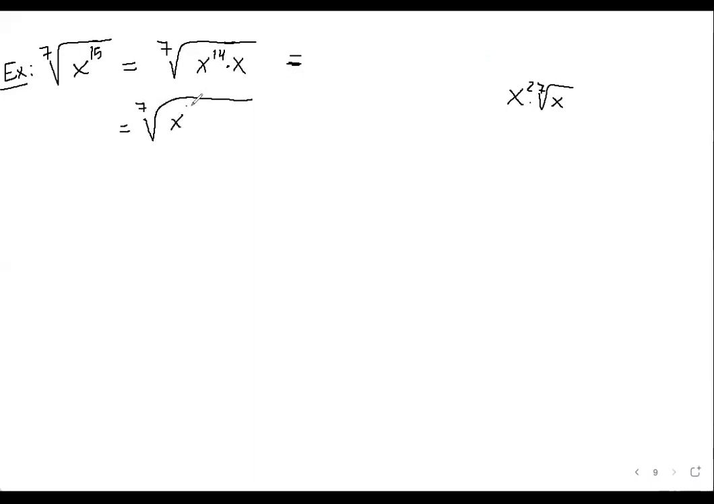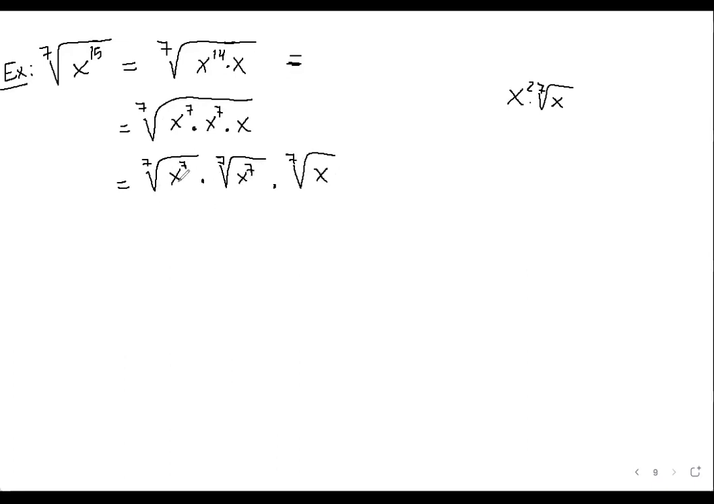x to the 7 times x to the 7 times x, because 7 plus 7 is 14. And this x goes down. So now, by using the first property, I separated everything: x to the 7, 7th root of x to the 7 times the 7th root of x.